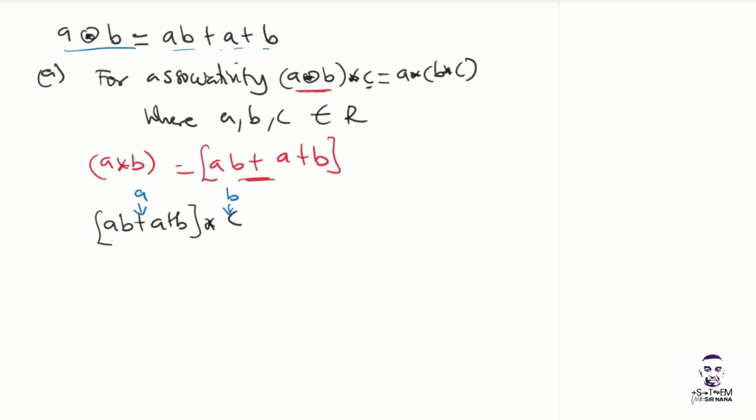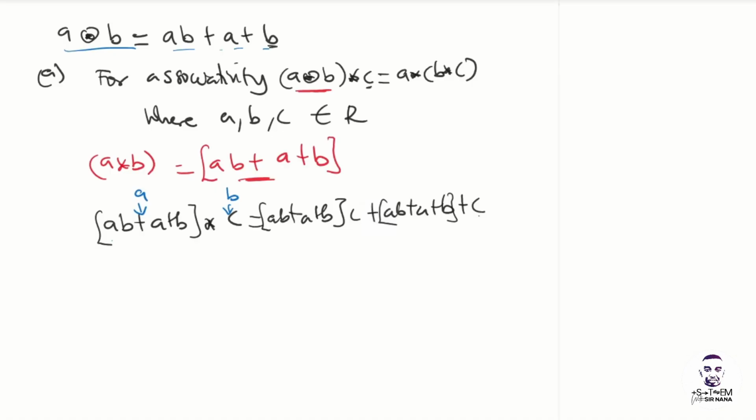So now let's look at what we get there. That means we are going to have AB plus A plus B, and then the B is now C, so multiplied by C, plus AB plus A plus B, and then this one as well plus C, because this is for the A here, and the C here is for the B here.